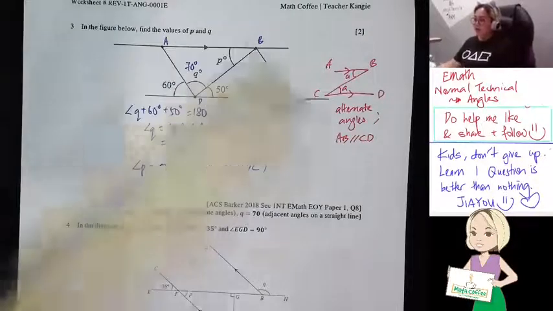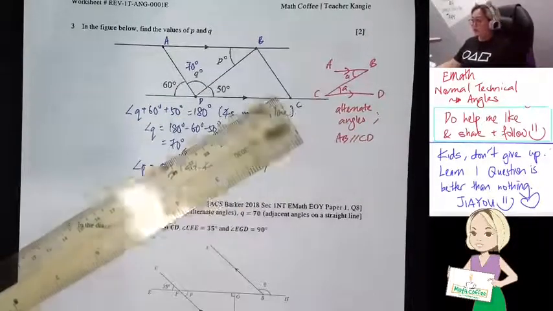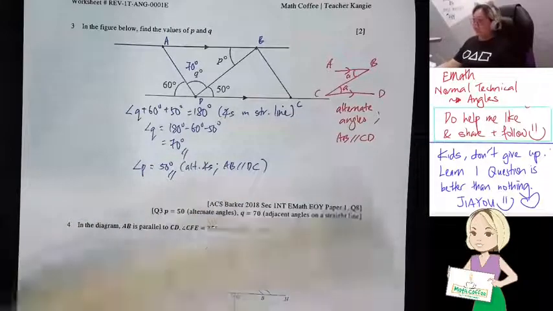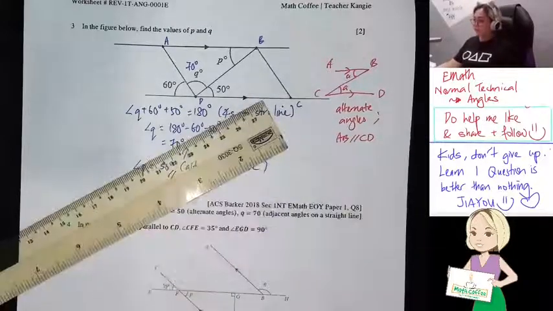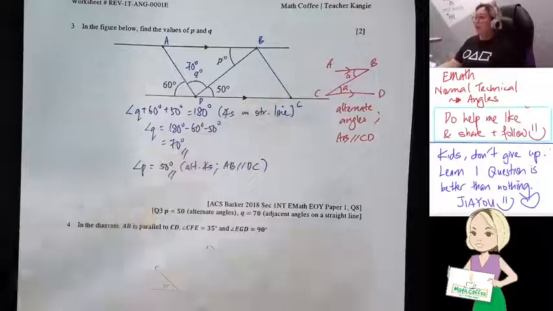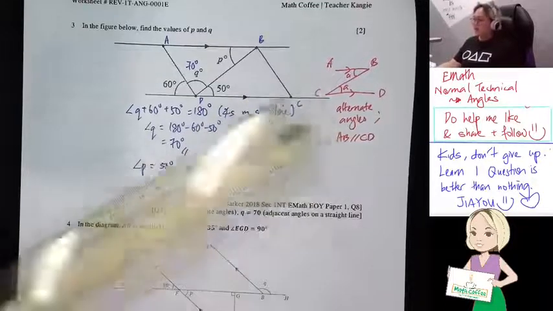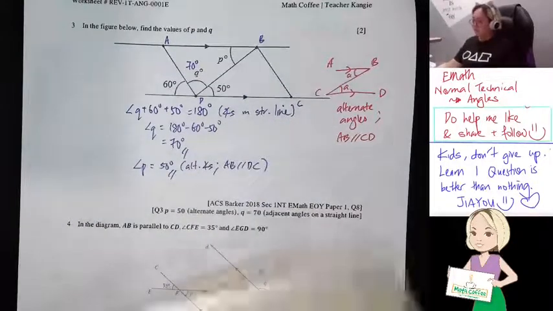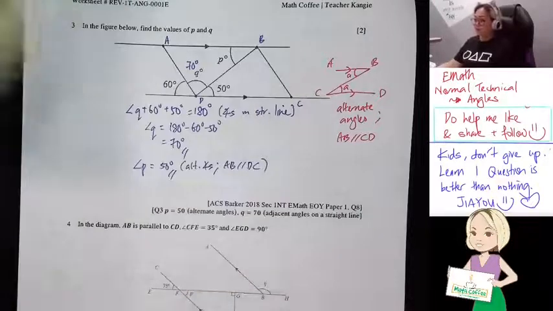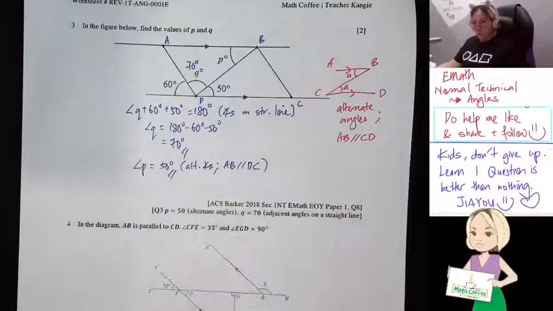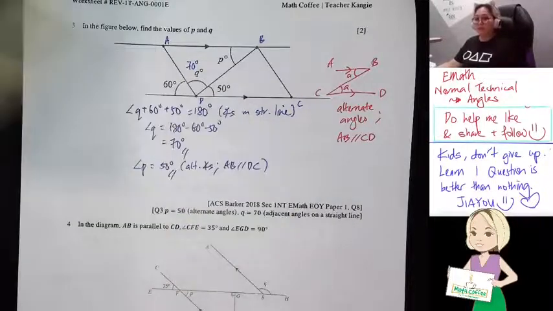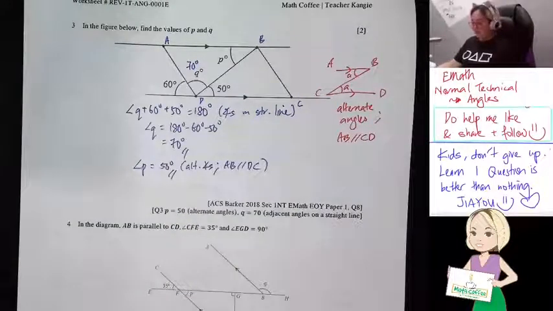This is actually for normal tech angles, but it's applicable for P6 as well, because P6 also learn parallel lines. Sec 1, you all learn parallel lines, angles. The only difference between secondary school and primary school is primary school you don't have to write the reasoning. But secondary school you need to write the reasoning. And students often struggle with reasoning.